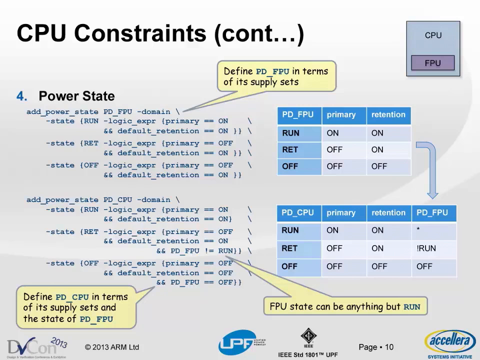And now we're going to move on to define the power state for the CPU in terms of its supply sets, but also in terms of the state of PD FPU. So now we have a primary and a retention supply set for the CPU, same kind of thing as we got for the FPU, but we can also add in here the state of the FPU that contributes to the state of the CPU. So now we have constraints on the state of the whole CPU block. And there's that little trick by saying the FPU can be in any state except run.